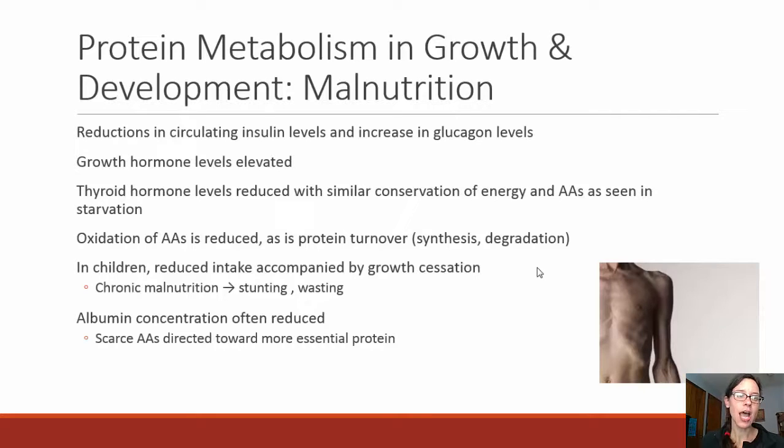Now, during this stage, oxidation of amino acids is reduced, which makes sense. Just like in starvation, we're trying to conserve our body protein, and we decrease protein turnover. In children, this is accomplished through growth cessation, such as in stunting, where we have a reduction in height for age, and in wasting, where we have a reduction in weight for height. In malnutrition, we also see that albumin concentration is often reduced, since our body is trying to conserve proteins, our amino acids, and only use them for the most essential functions.